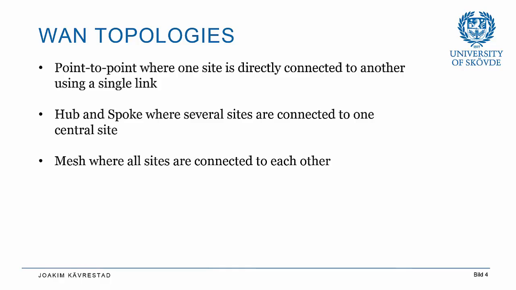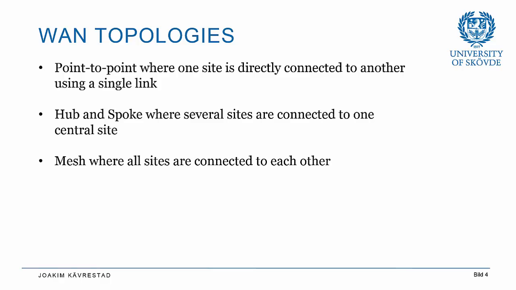First, we have the point-to-point topology, which is just one site that is directly connected to another using a single link. Very simple. We have hub and spoke, which is a topology where we have several sites connected to one central site. So we have one master site, if you will, and all the other sites are connected to the master site, and all traffic goes through there. And then we have a mesh topology where all sites are connected to each other, which is best for performance because we have the most routes and no single point of failure, which is very good. And we can also have partial mesh where some sites are connected to some other sites, reaching full connectivity.